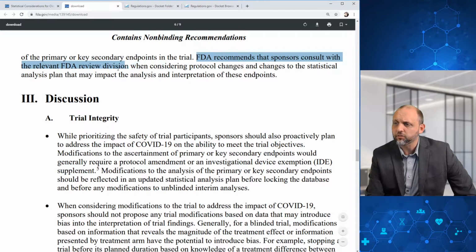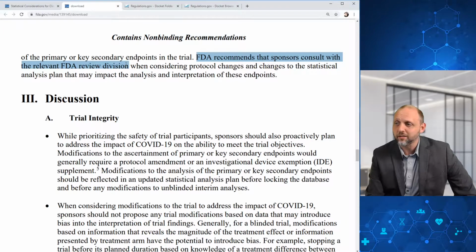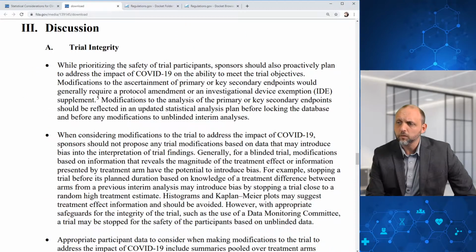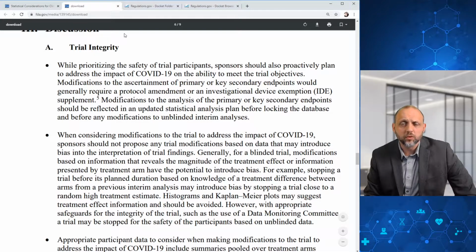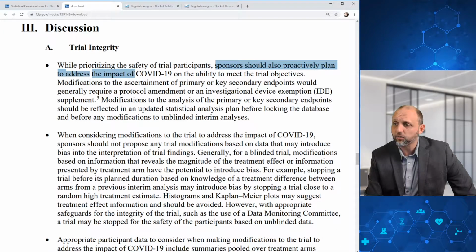FDA recommends that sponsors consult with the relevant FDA review division. It's generally good advice when considering protocol changes and changes to the statistical analysis plan that may impact the analysis and interpretation of the endpoints. So now, in the first point that we really want to take away from today's video around trial integrity, while prioritizing the safety of trial participants, sponsors, that's us, should proactively plan to address the impact of COVID-19 on the ability to meet the trial objectives.